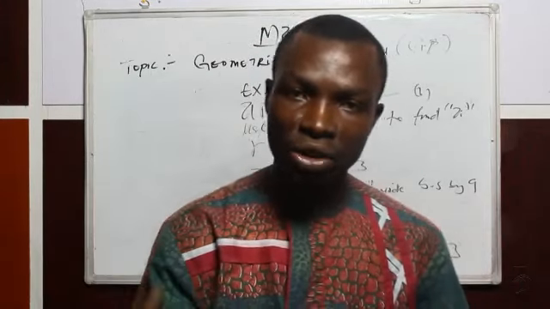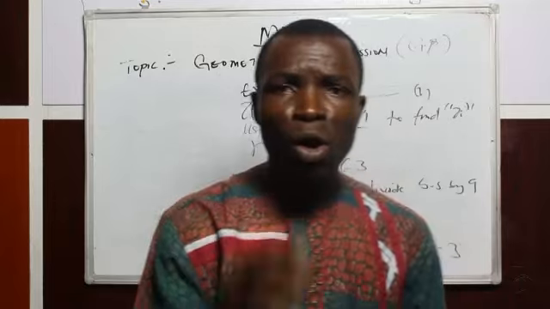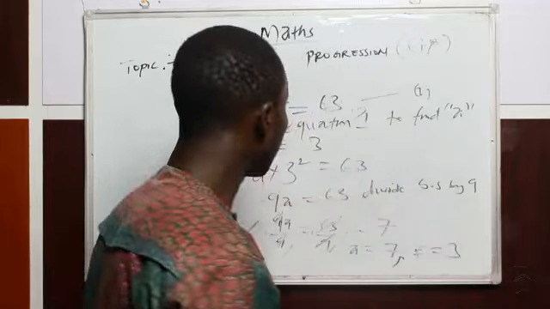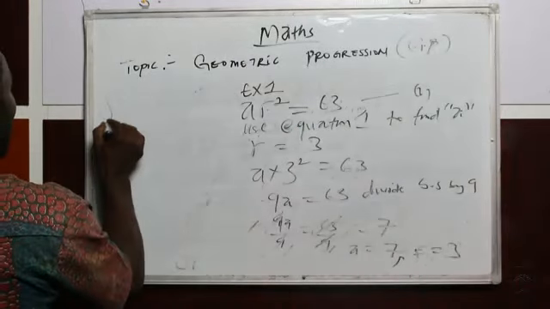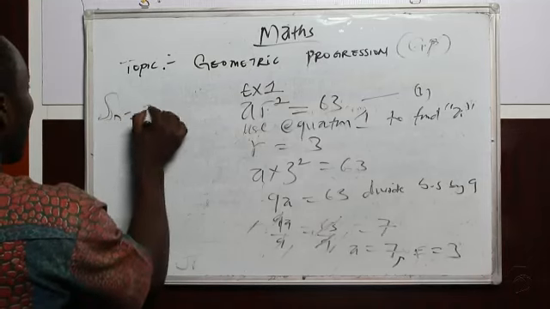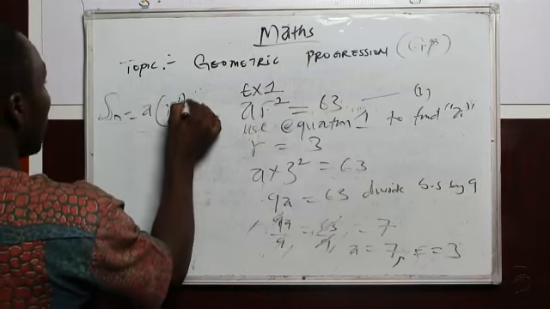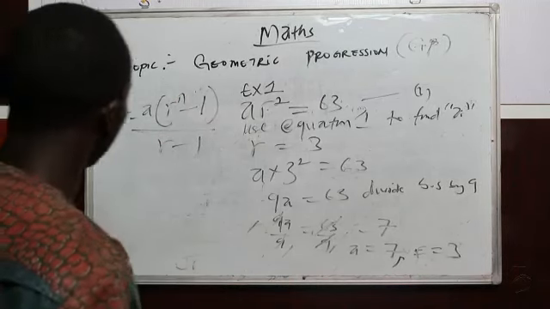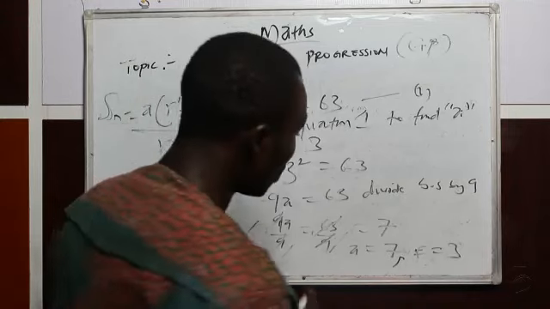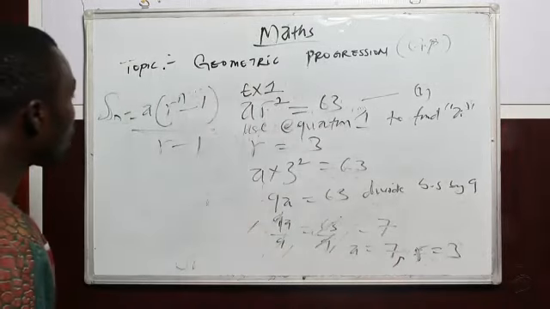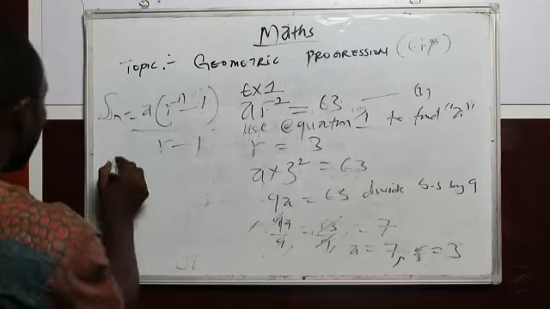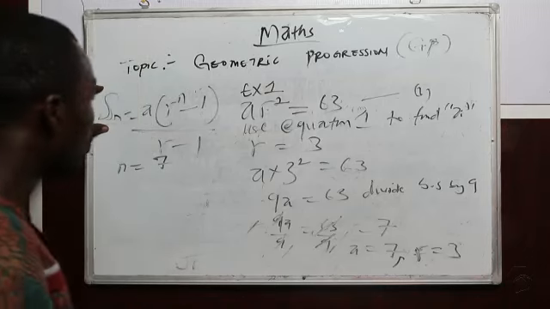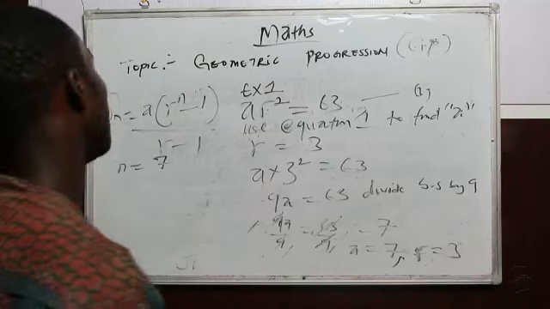Now, the next question asks us to find the sum of its first 7 terms. Remember, our formula is Sn is equal to a bracket r raised to power n minus 1 over r minus 1. Because our common ratio, which is 3, is greater than 1, this formula is more effective. Now, our n is equal to 7. That was what the question asked us to find. This is the formula for the sum of the GP, geometric progression.